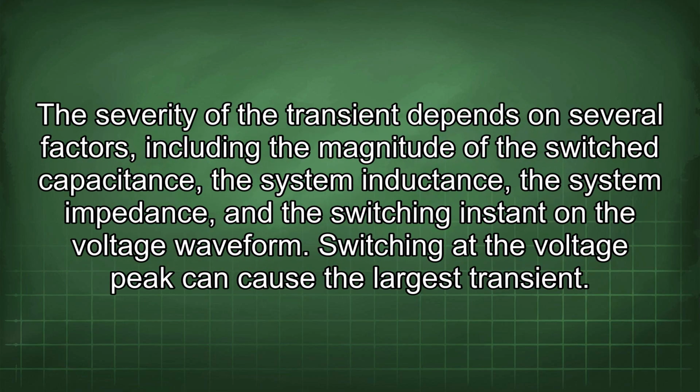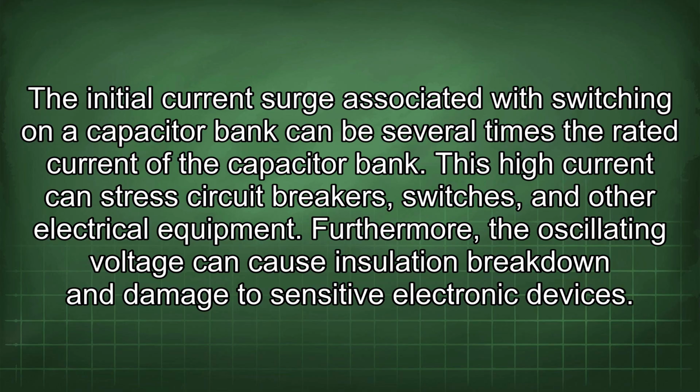The severity of the transient depends on several factors, including the magnitude of the switched capacitance, the system inductance, the system impedance, and the switching instant on the voltage waveform. Switching at the voltage peak can cause the largest transient. The initial current surge associated with switching on a capacitor bank can be several times the rated current of the capacitor bank. This high current can stress circuit breakers, switches, and other electrical equipment. Furthermore, the oscillating voltage can cause insulation breakdown and damage to sensitive electronic devices.